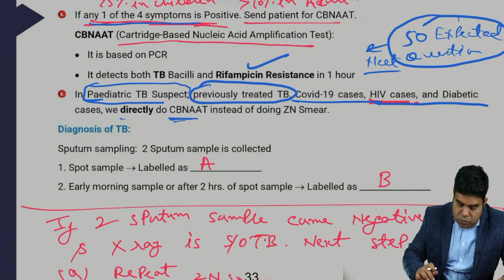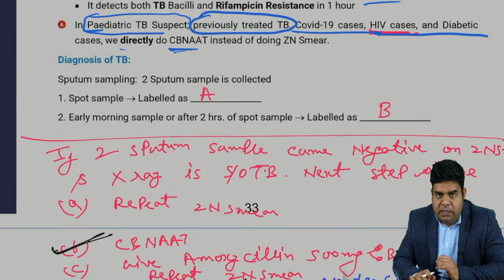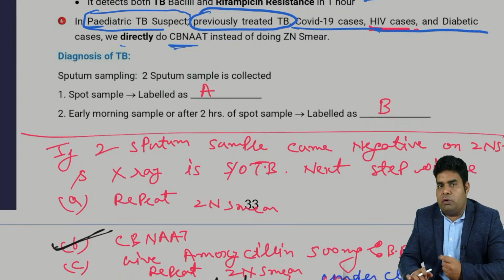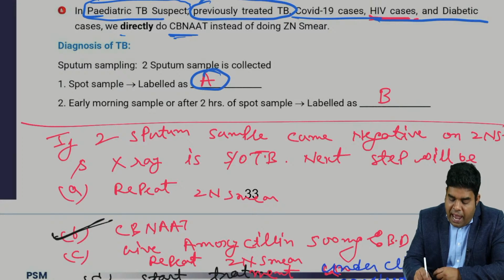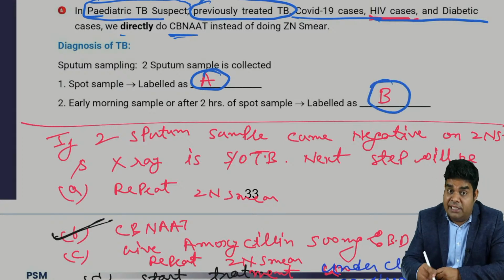Now, coming to the other part of TB, first thing is, we all know that out of 2 sputum samples, 1 should be positive. They have asked this tricky question in INICET: how do you label them, X, Y, small a, small b? We label them capital A, capital B.